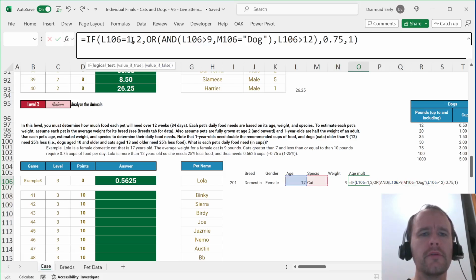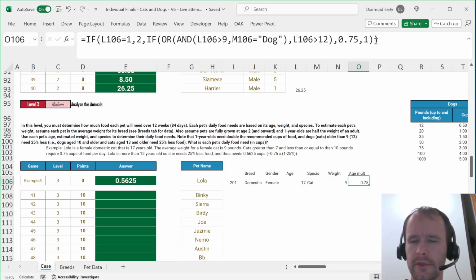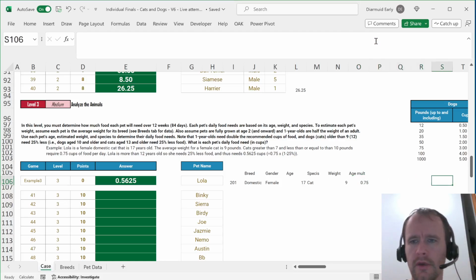so hang on. If it's equal to 1, 2, or all this stuff, come on, give me my colors back. Sorry, so I need an if here. If all that stuff, then 0.75, otherwise 1. I think that's right. Okay. Then my age multiple is 0.75.